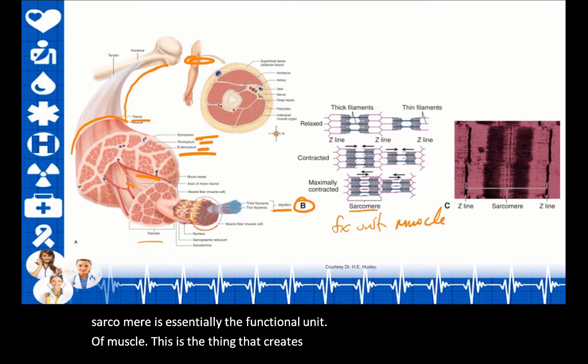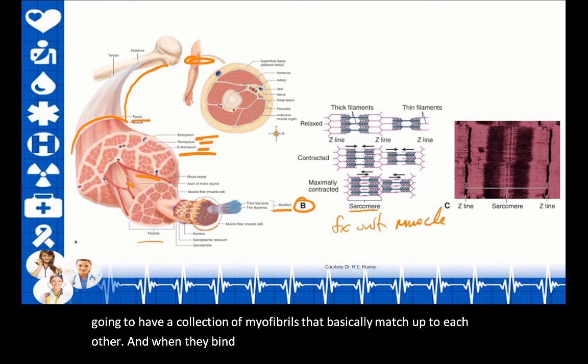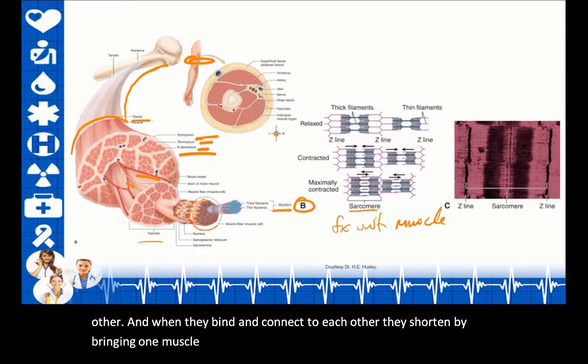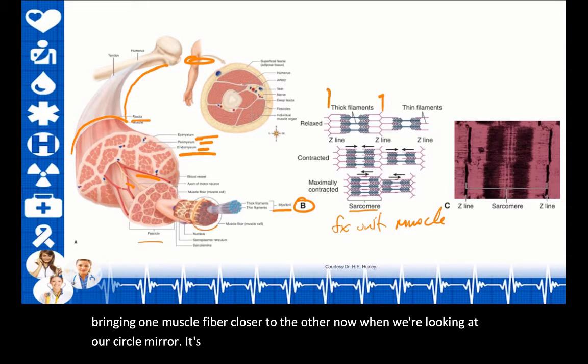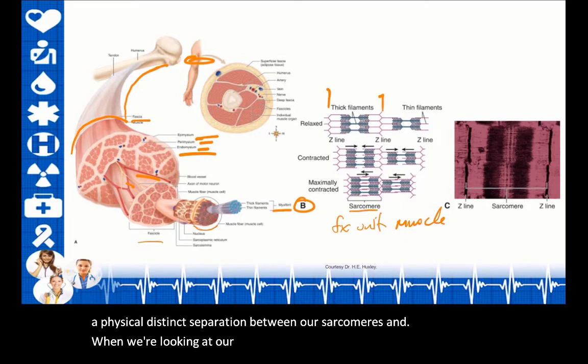So one sarcomere is going to have a collection of myofibrils that basically match up to each other, and when they bind and connect to each other, they shorten by bringing one muscle fiber closer to the other. Now, when we're looking at our sarcomere, it's essentially going to be bounded by these Z-lines. Z-lines are a physical distinct separation between our sarcomeres. And when we're looking at our sarcomeres, we can use terms thick and thin filaments. We're going to give more terms for that in a moment.